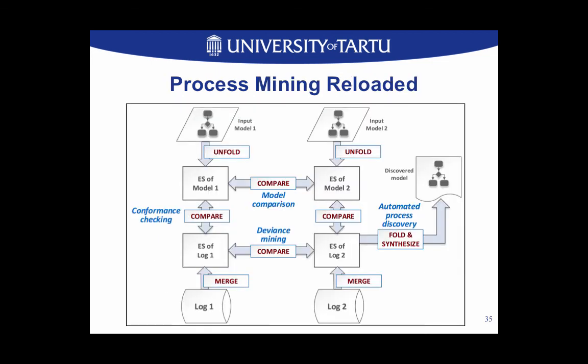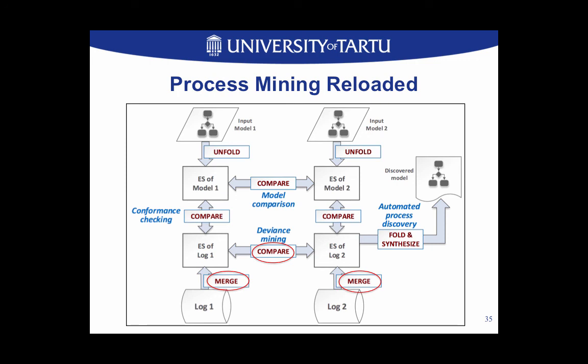Right. So that's what I call process mining reloaded, is that the whole set of operations in process mining can be reduced to basically 4 operations on event structures. I started by talking about process model comparison. I take one process, I take another process, I can unfold them and compare them. That's not traditional process mining, this is a process modeling problem, but just mention it. If I have a log, I can merge the runs in the log into an event structure. I can then tackle the problem of deviance mining by merging 2 logs into event structures, by folding into event structures, and then comparing them.